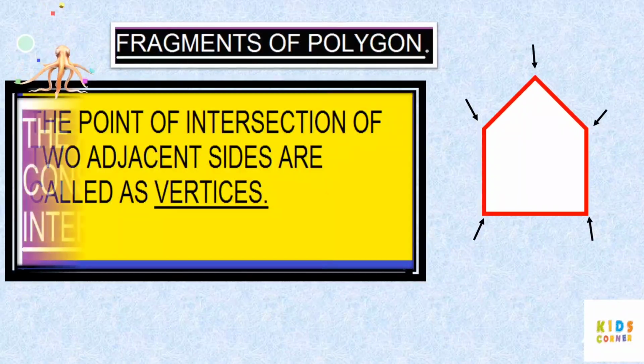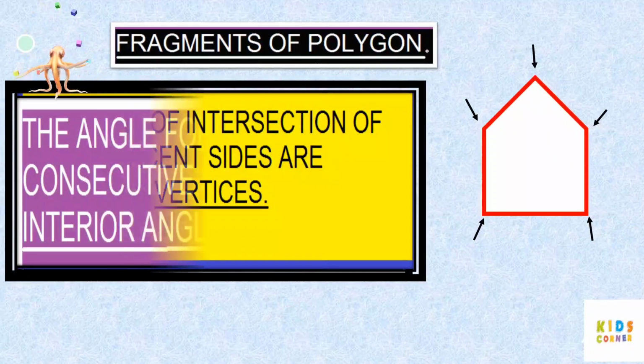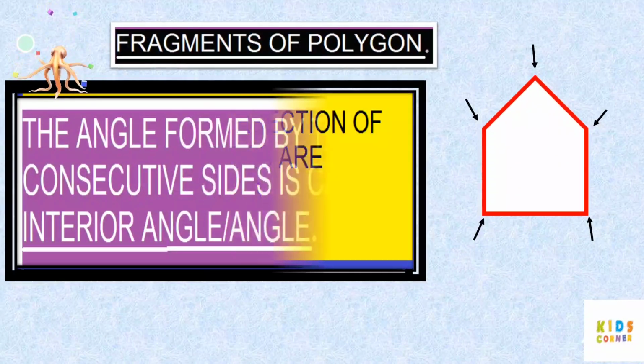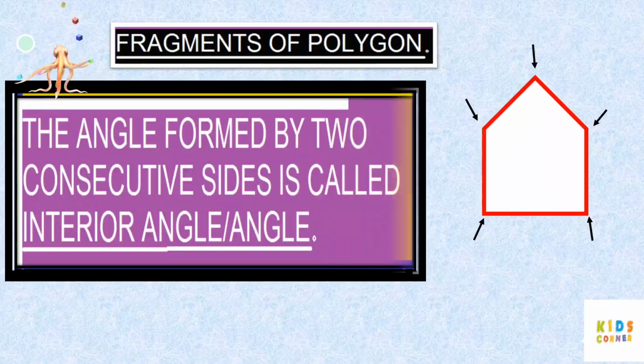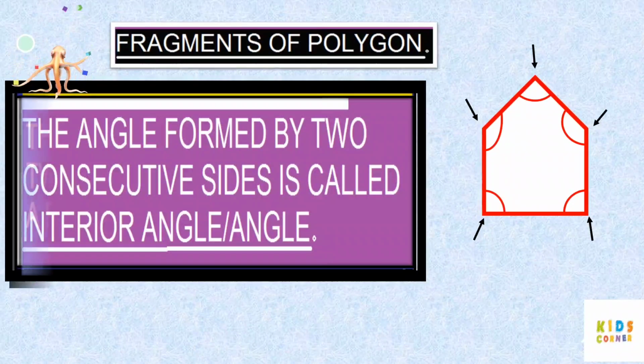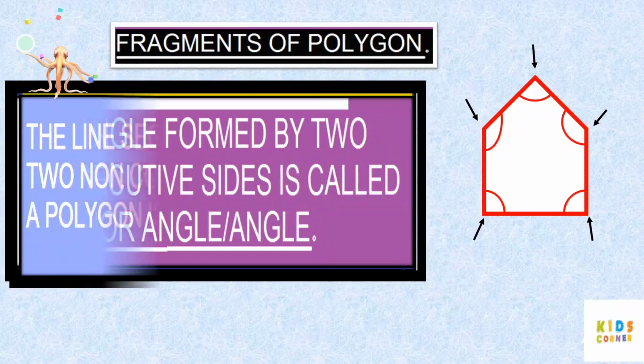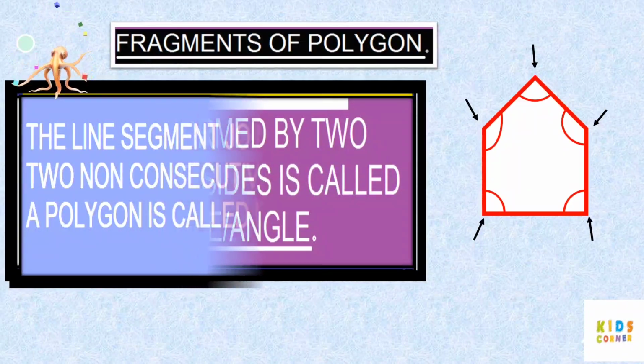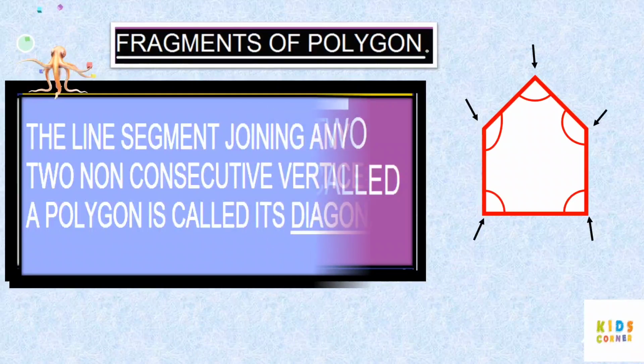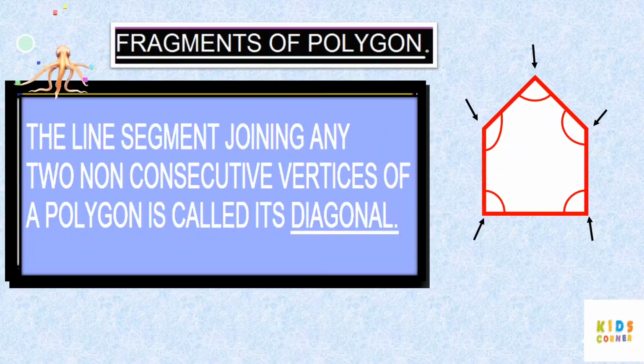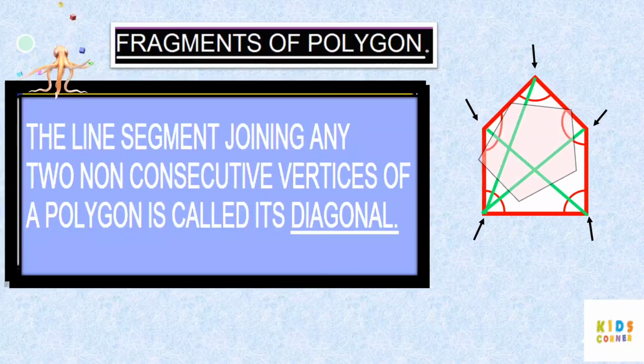Third one is the interior angle. Often it is also called just angle. An angle is formed by two consecutive sides of the polygon. You can see the angle formed on the screen in red color. Fourth one is the diagonal. A diagonal is also a line segment, but it joins two non-consecutive vertices of the polygon. The green color line segments on the screen are the diagonals of the polygon.